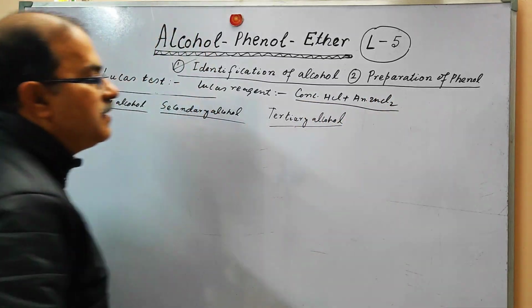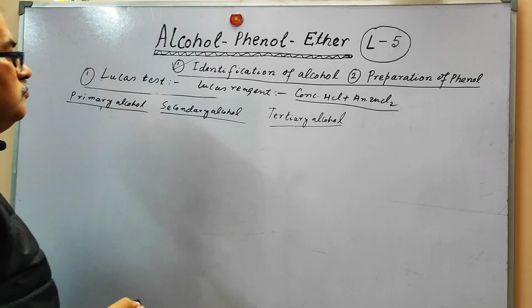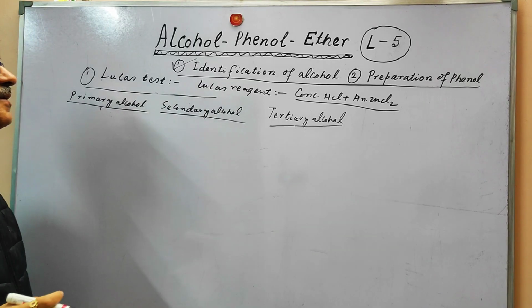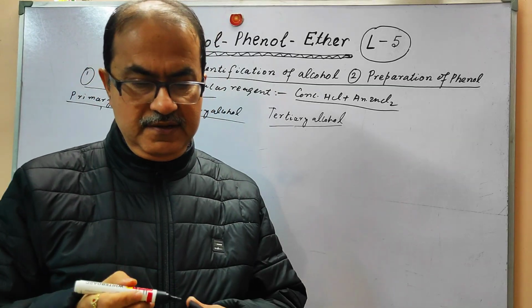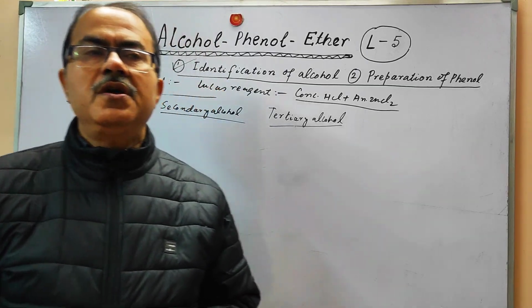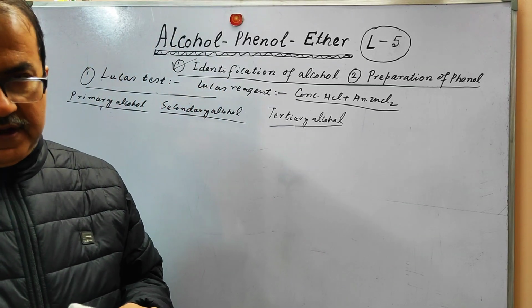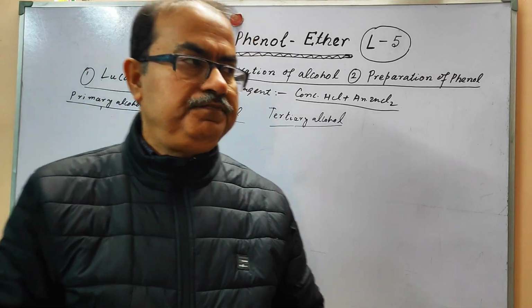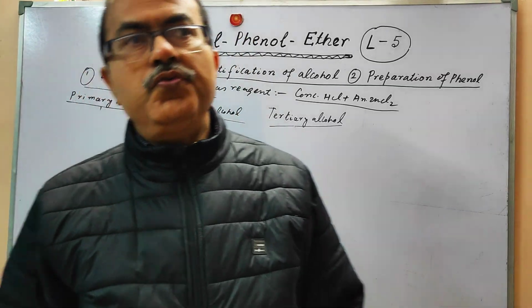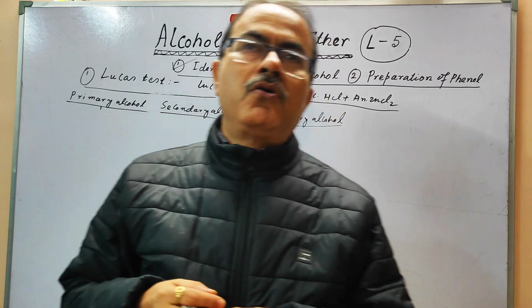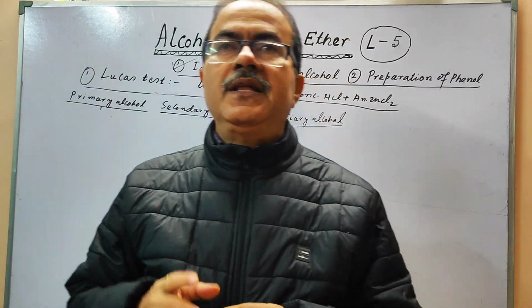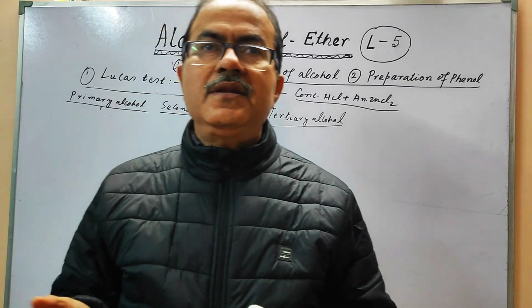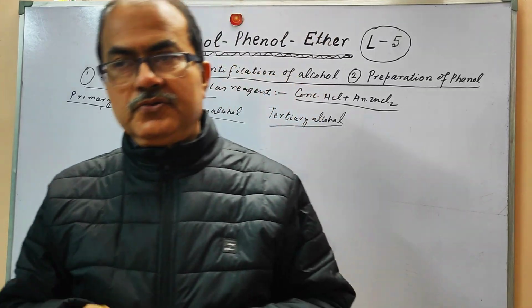Concentrated HCl and anhydrous ZnCl2. And again, this Lucas reagent, you will find there is a different type of response from the different types of alcohols. So when we put Lucas reagent in the primary alcohol, there will be no change at room temperature. At room temperature, there will be no reaction with this solution.